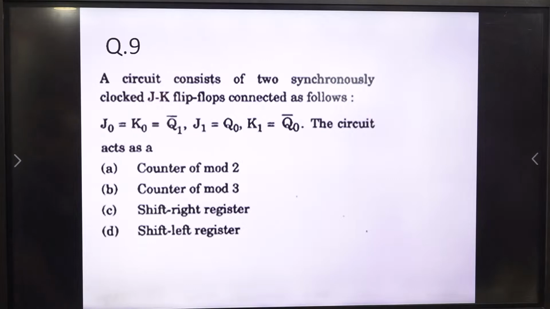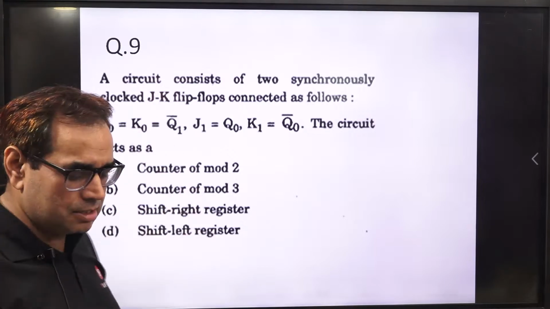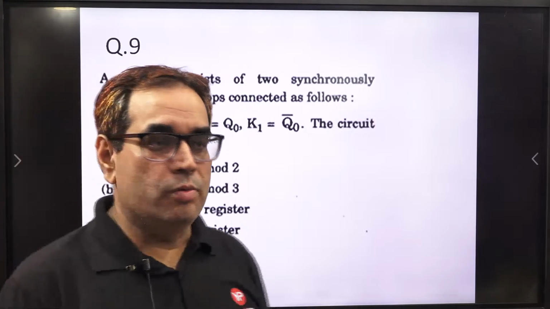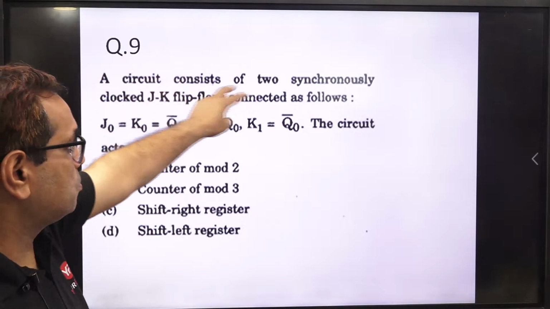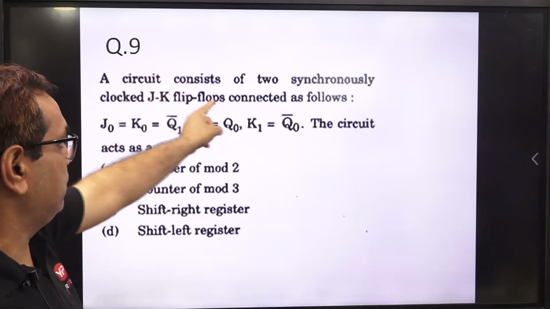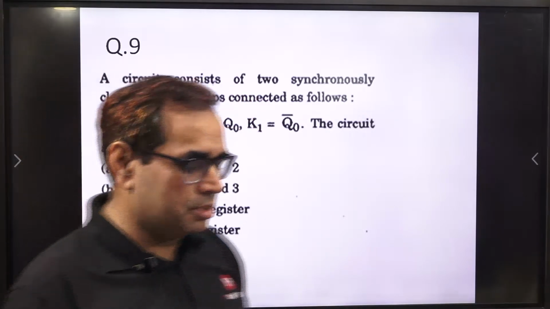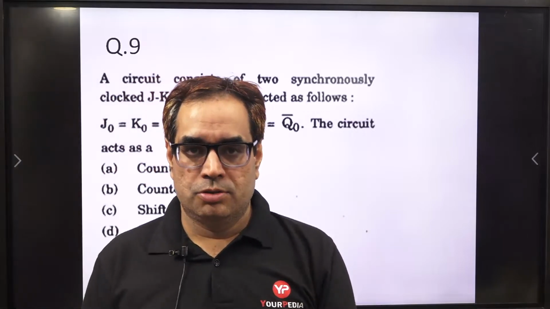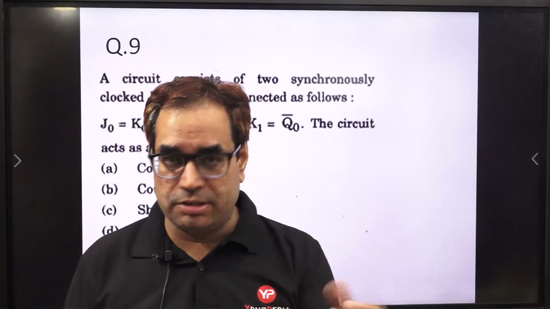Should I explain it? How to solve this problem? We are given the connections at the input of the circuit. The circuit consists of two synchronously clocked JK flip-flops, which means both receive the same clock pulse. So this is a synchronous circuit, a synchronous counter.